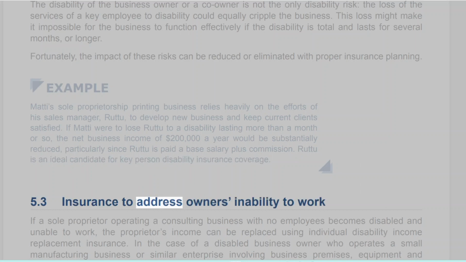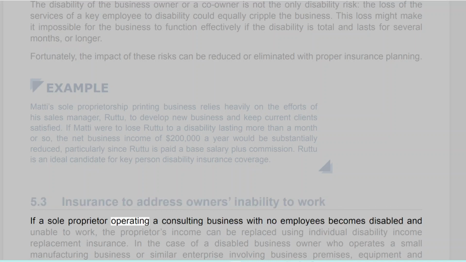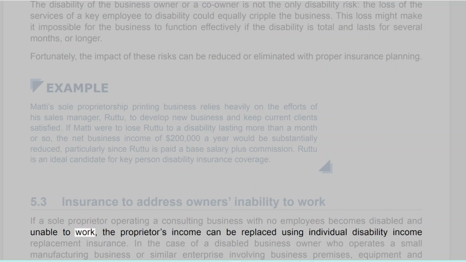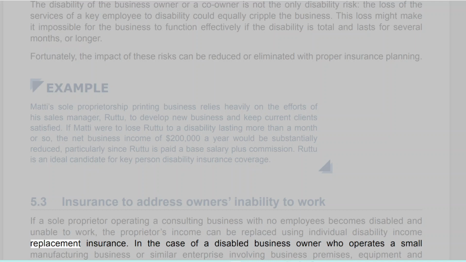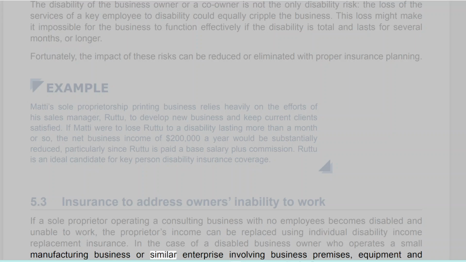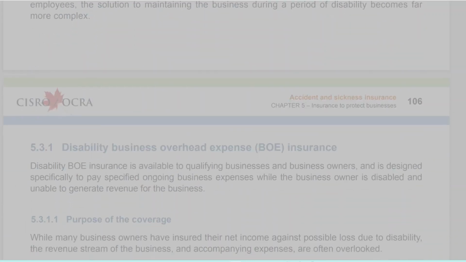5.3 Insurance to address owner's inability to work. If a sole proprietor operating a consulting business with no employees becomes disabled and unable to work, the proprietor's income can be replaced using individual disability income replacement insurance. In the case of a disabled business owner who operates a small manufacturing business or similar enterprise involving business premises, equipment, and employees, the solution to maintaining the business during a period of disability becomes far more complex.